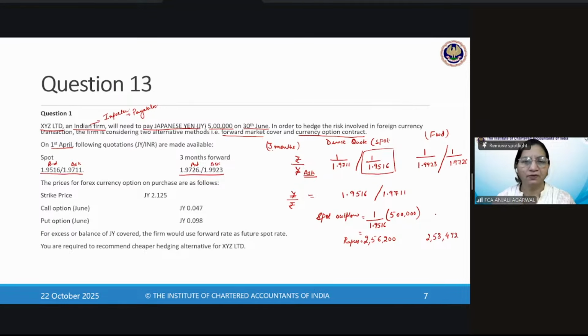472. You can see here whether the currency is at a premium or at a discount, right? So we had payables. We were paying 256,200, but now we end up paying how much? 253,472 because the rupee is at premium. So we end up paying less Japanese yen, right?